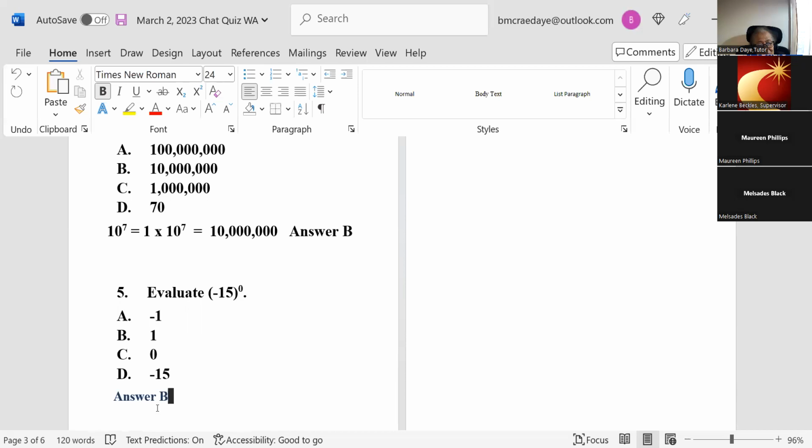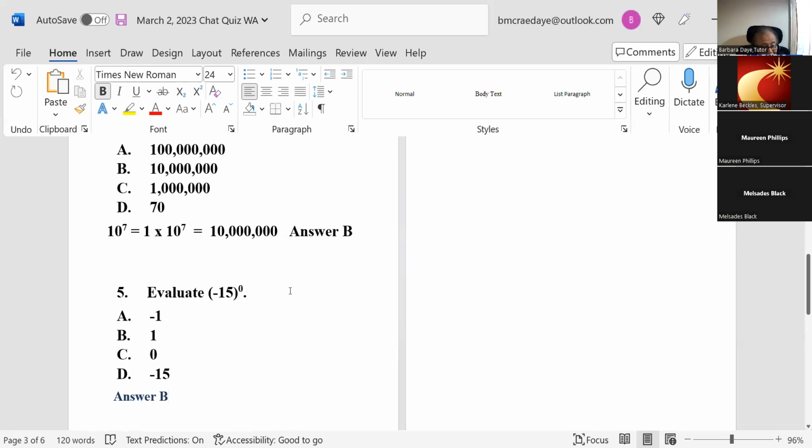Question? I know those answers. The only way you would have gotten a minus one is if you had a minus outside, like if you had a minus in front of this parenthesis. Inside you would have minus 15 to the zero, that's one. And if you had a minus in front of that, then it would be a minus one, but you didn't.